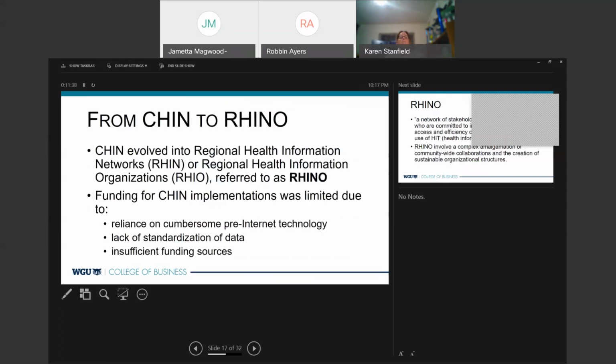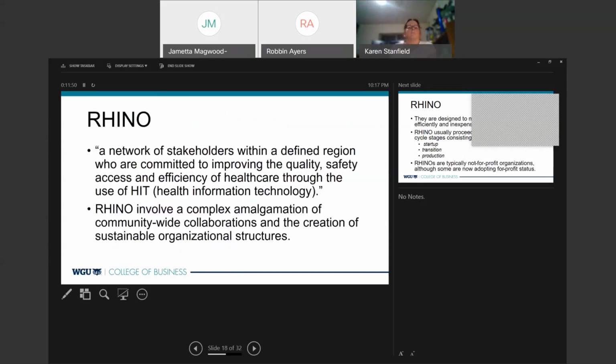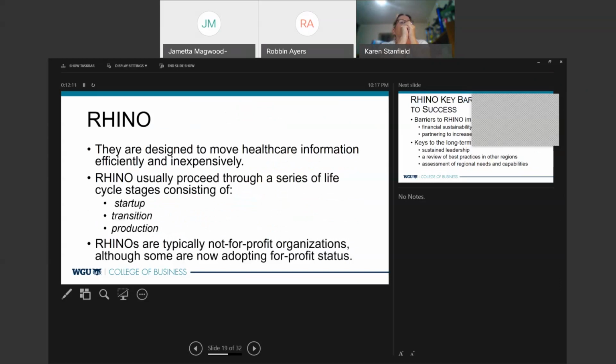What we'll see is the evolution of the Community Health Information Network to the Regional Health Information Network. So, a more expansive network ultimately to tap into. Okay, same commitment, improving the quality, safety, and access for patients, right? And efficiency of healthcare through the use of health information technology. Okay. These networks were designed to move healthcare information efficiently and inexpensively. Okay.